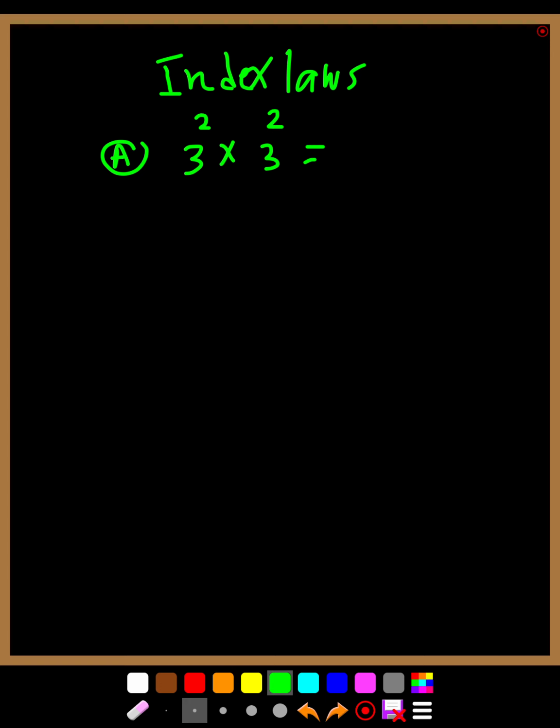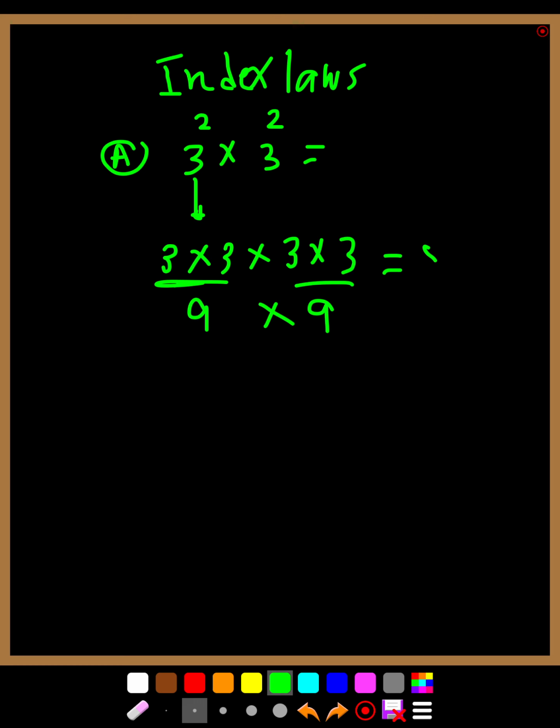Someone will tell me, Mr., I'm going to expand this. I will write it as factors: 3 times 3 times 3 times 3. 3 times 3 is 9, 3 times 3 is 9, 9 times 9 is 81. I can solve this in one step only. Here it is multiplication, and be sure the bases are the same. We keep one base and add the powers, because for multiplication we add the powers. 2 plus 2 is 4, and 3 power 4 will be 81.